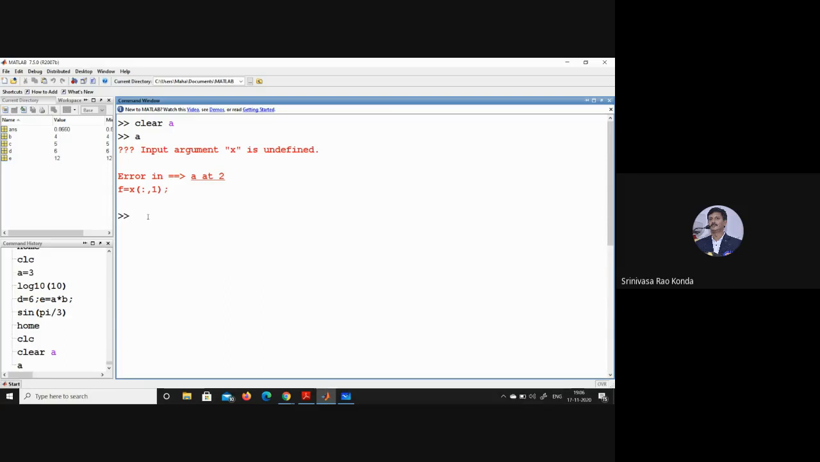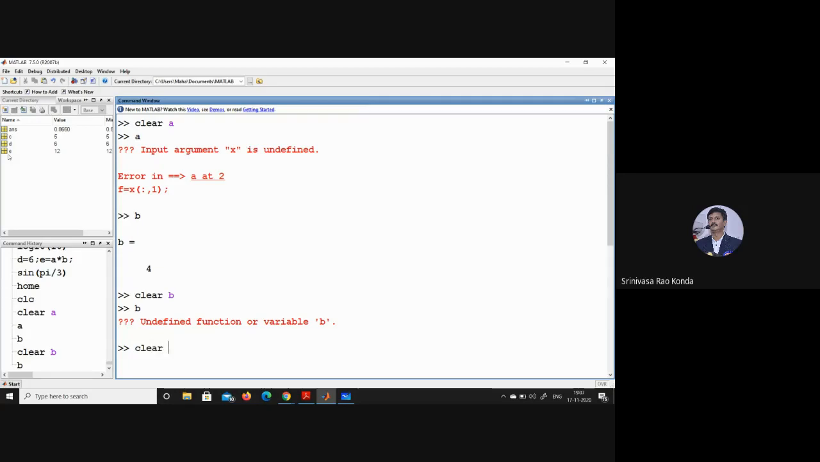Suppose I take B. Now B is equal to 4. Suppose clear B. What will happen? B was eliminated now. Am I correct? Now if I give B, it shows an error: undefined function or variable B.